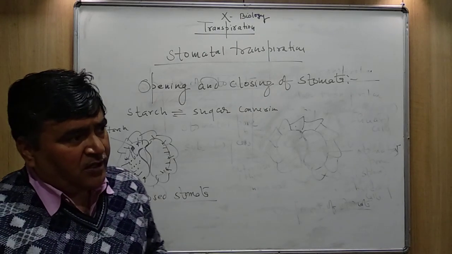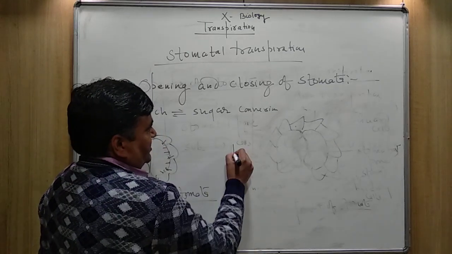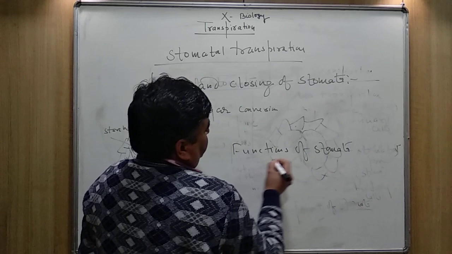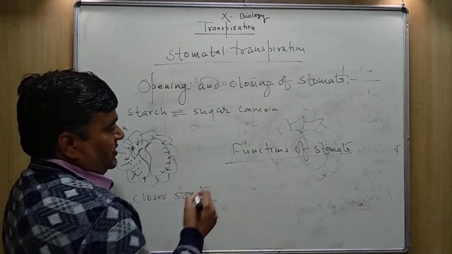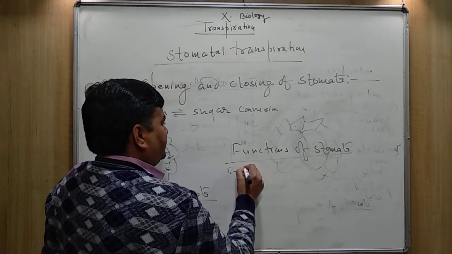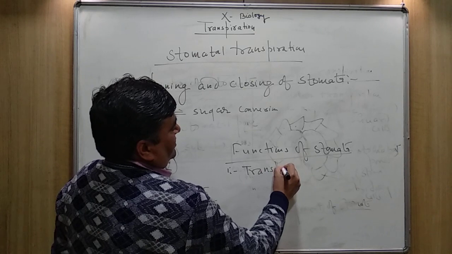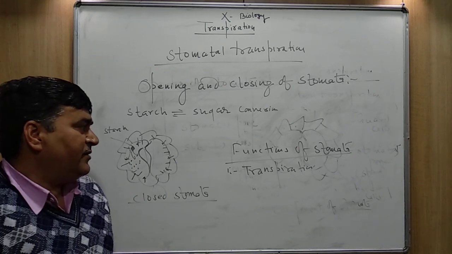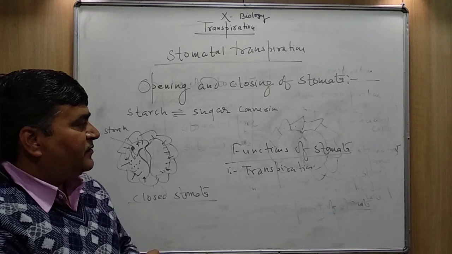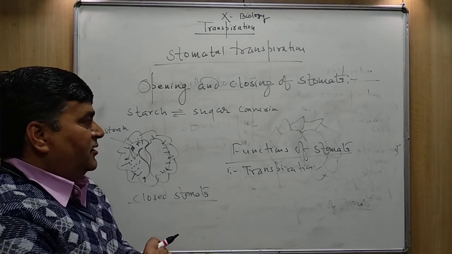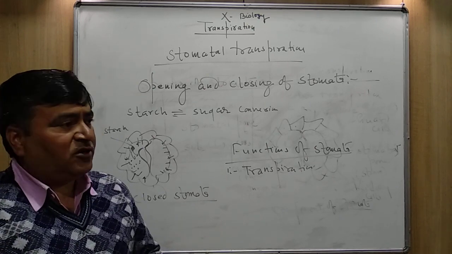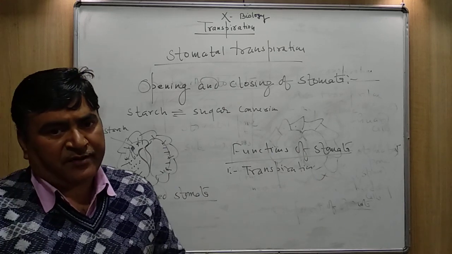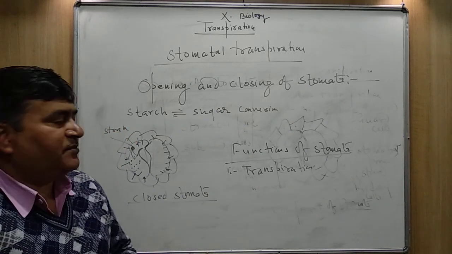Now, functions of the stomata. It's very, very important. What are the functions of the stomata? The first one, it helps in the process of transpiration. As I told you, transpiration is the loss of water in the form of vapor from the aerial part of the plant, and especially through the leaves, the excess water gets lost outside through the stomatal opening. So it removes excess water from the plant, and it helps in the process of transpiration.